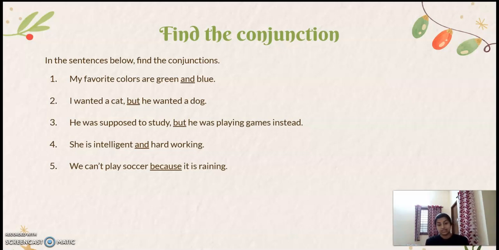She is intelligent and hardworking. So these are two words, intelligent, hardworking. They're connected by the conjunction and. We can't play soccer because it is raining. We can't play soccer, it is raining. These are two different thoughts and they're connected by the conjunction because.